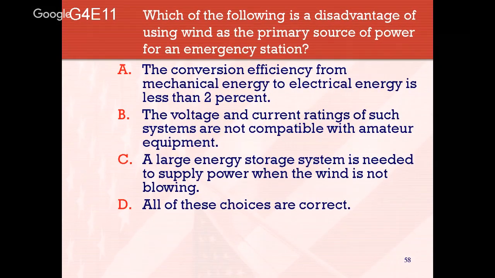Which of the following is a disadvantage of using wind as the primary source of power for an emergency station? Well, a large energy storage system is needed to supply power when the wind isn't blowing. And I'm going to say it's going to be the same for a station when you're powering solar. If you have gray, overcast, cloudy skies, you're not going to get much power even out of the sun. But the disadvantage of using wind for this answer is that you need a big storage system to supply power when the wind isn't blowing.